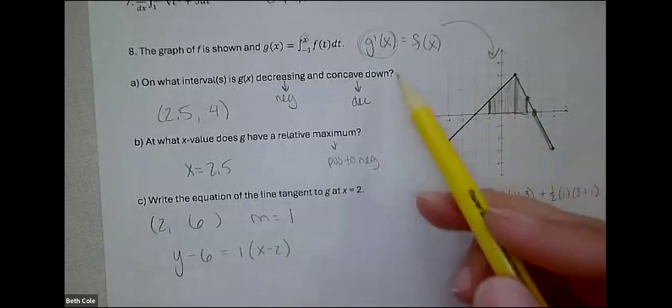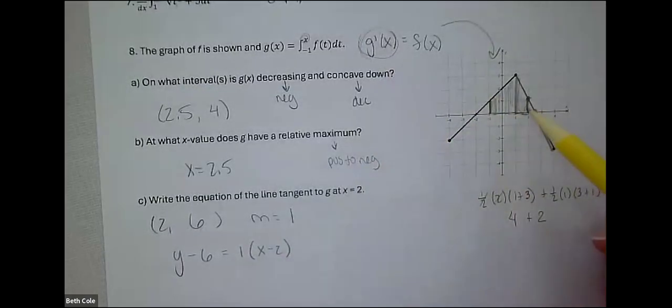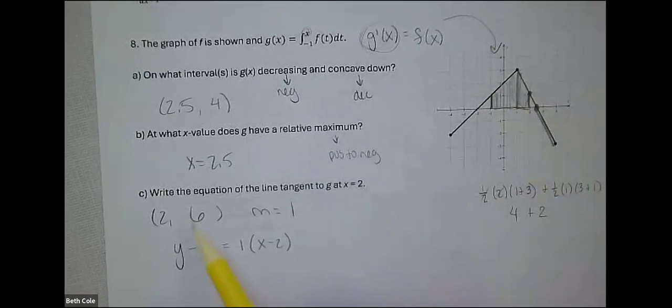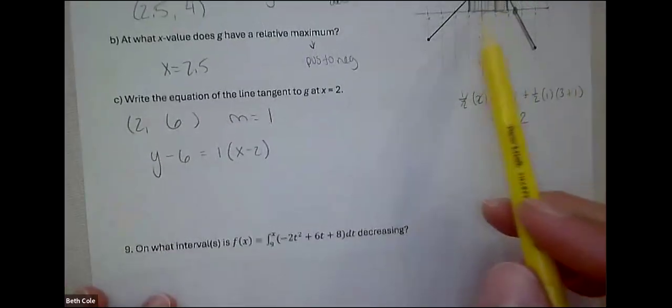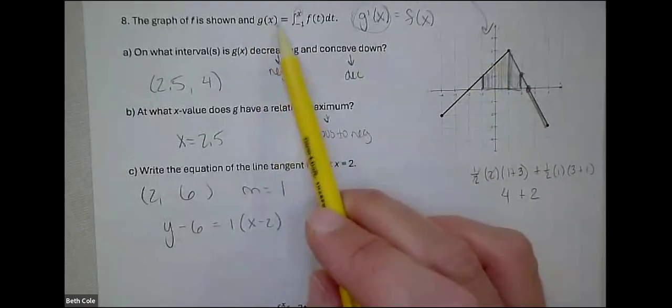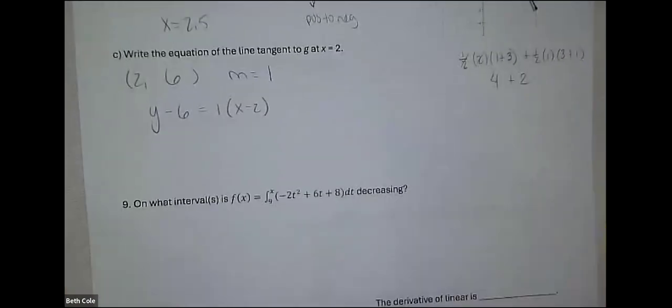So again, this is your derivative graph. When you want your slope, you just find where that point is. To get your actual value, you need to do your accumulation. So remember, this is the derivative graph, but you're being asked questions about this accumulation function.